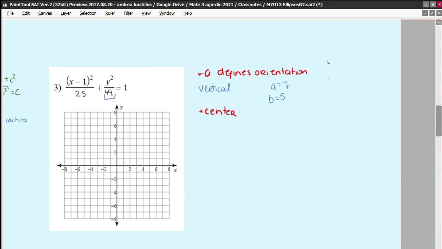So if we use our relationship between a, b, and c, that is exactly this one, we can find that the value for c is going to be this. So we can apply that. So a squared is 49 minus 25, the square root of, and this is the square root of 24. Thus, let's start writing everything. So my center, first off, is 1, 0.